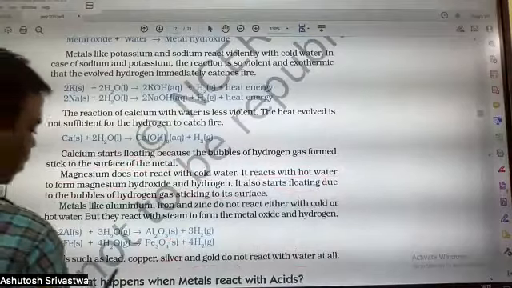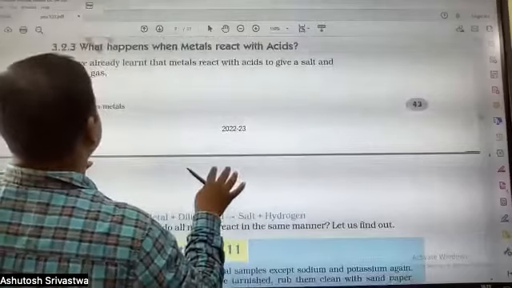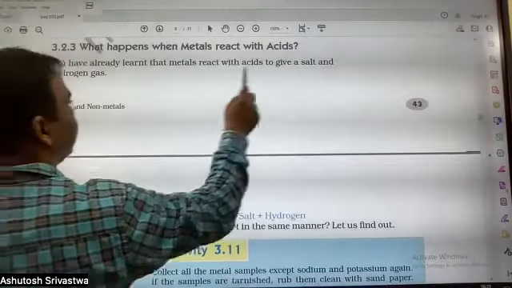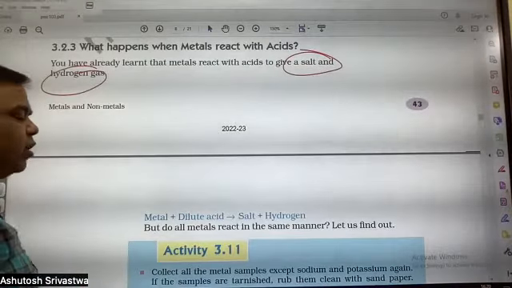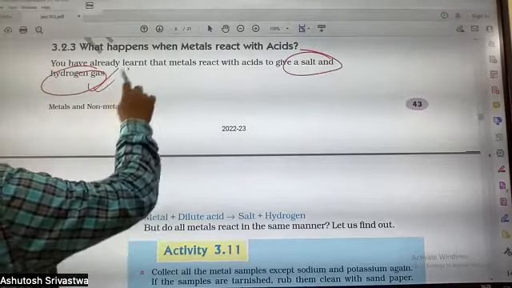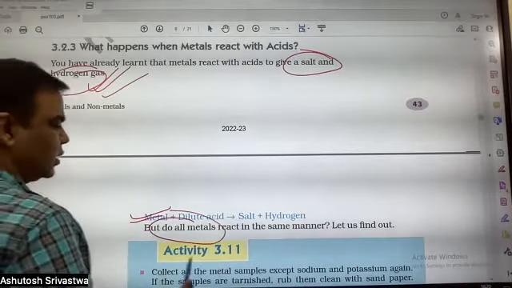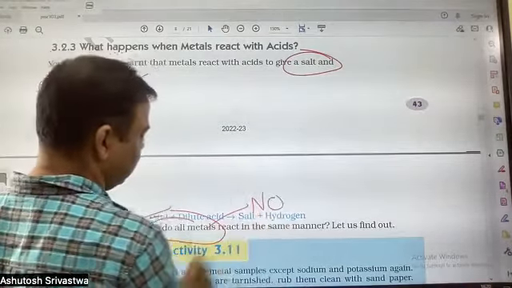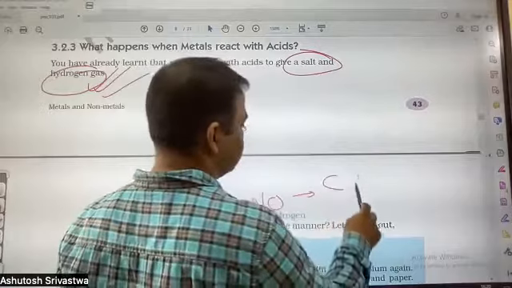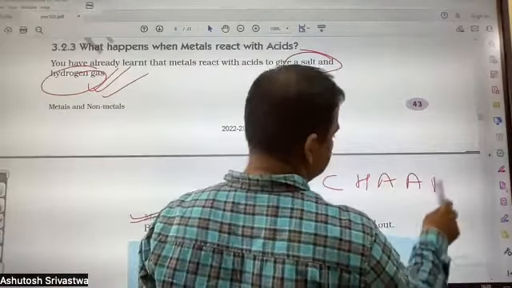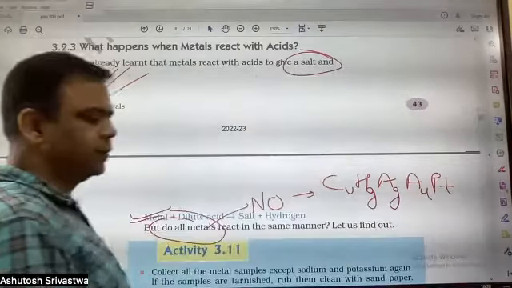Yes, sir. Next, what happens when metals react with acid? They will produce what? Salt and hydrogen gas. This is the right answer. What happens when metal reacts with acid? They will produce salt and hydrogen gas. But do all metals react? Answer is no. Which metal will not react? CHAAP. Cu, Hg, Ag, Au, Pt is not going to react.